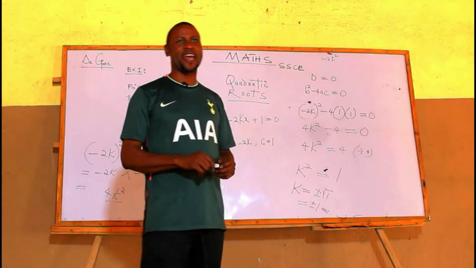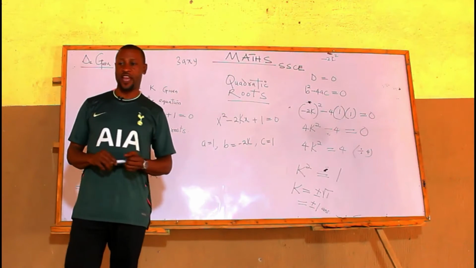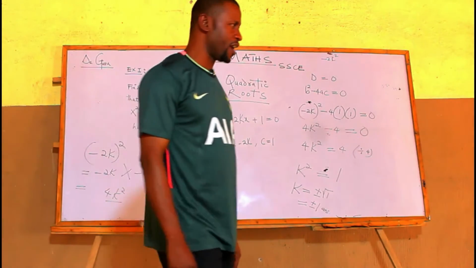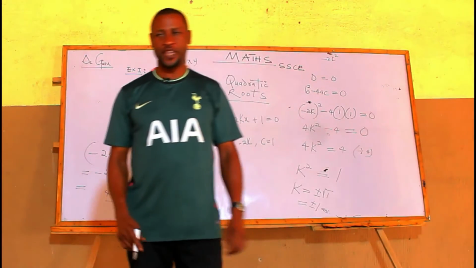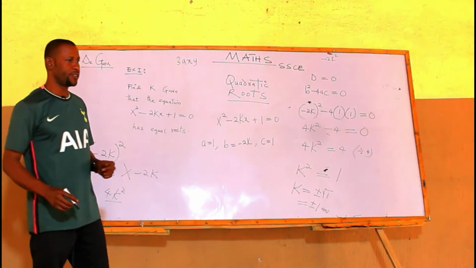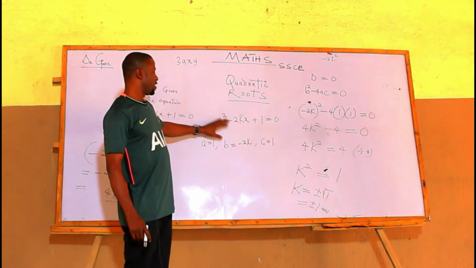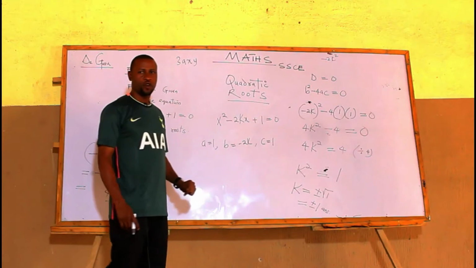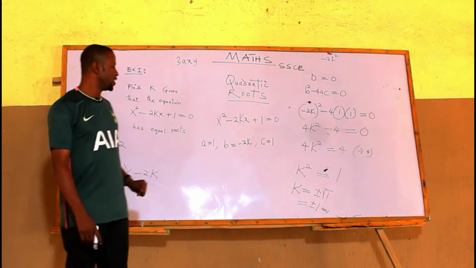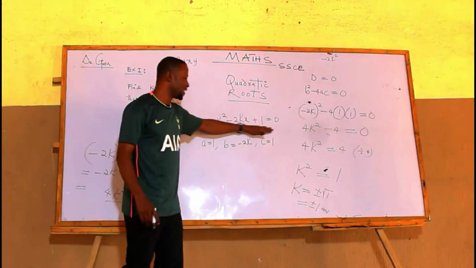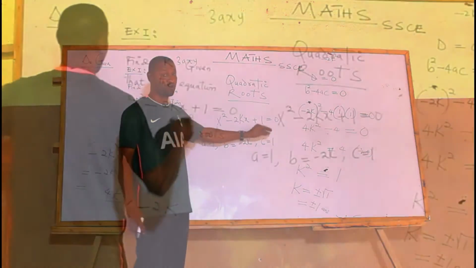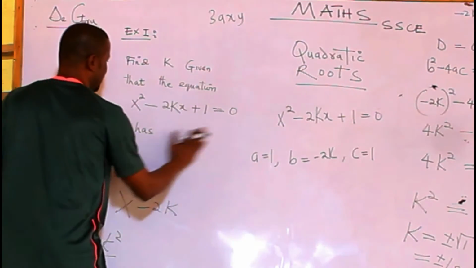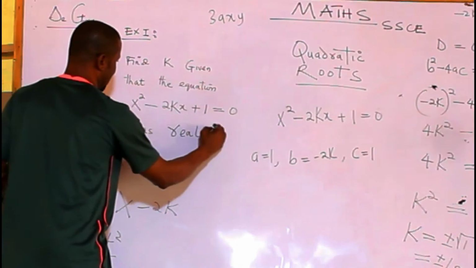Assuming this question had said, for what value of k will this quadratic equation, exactly the thing you did before, have real roots? Write in your note, example 2. For what value of k will this quadratic equation have real roots? Find k, given that the equation here has real roots. That is example 2.